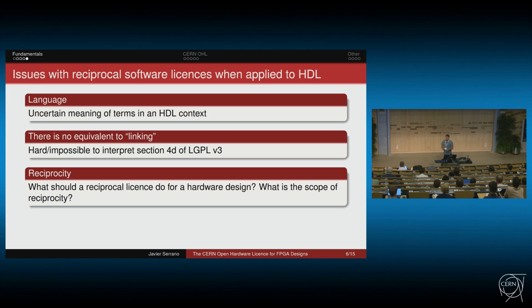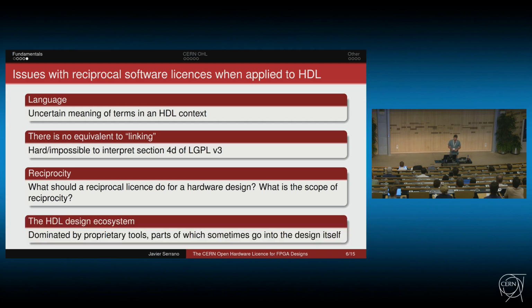Also, what is the scope in terms of going low and going high? For example, if I have a design for a computer mouse and I link physically to a computer, does that mean that I need to release the design files for the computer as well? Or also, if I'm designing a PCB and I include resistors, should I disclose the recipe for making resistors? So all these things are not clear in reciprocal software licenses.